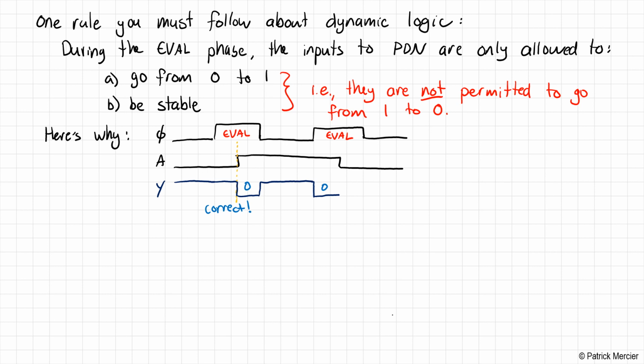But now input A goes from logic 1 to logic 0. So that pull-down network is turning off during the evaluate phase. In normal static CMOS, if the pull-down network turns off, then the pull-up network should turn on, and that should pull the logic level up. However, this is a dynamic logic circuit, and that does not happen. It stays low because there's nothing to pull it back up. So this is the reason why we don't do this.